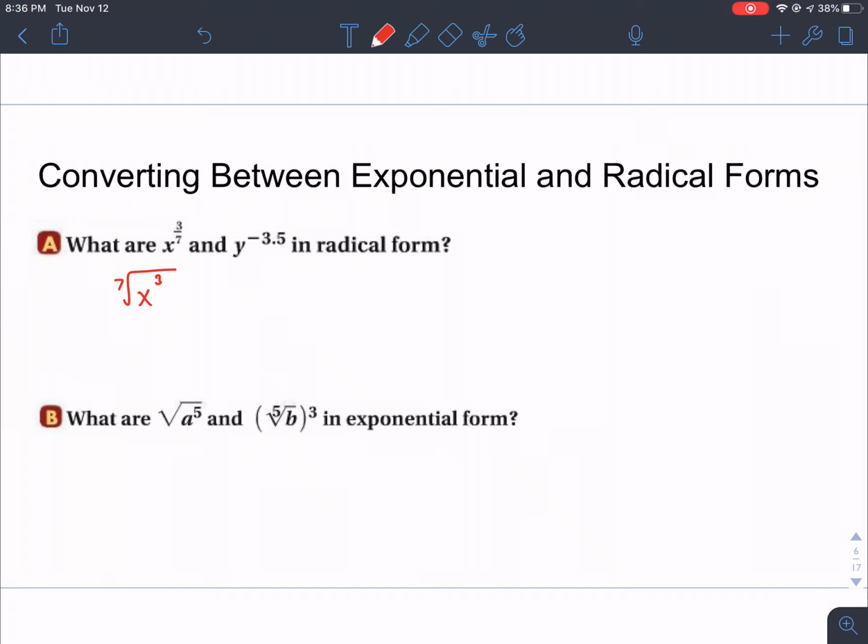Another way you could write the same thing is you could say that the 7th root of x all to the 3rd. These mean the same thing. So either way, you're perfectly fine.